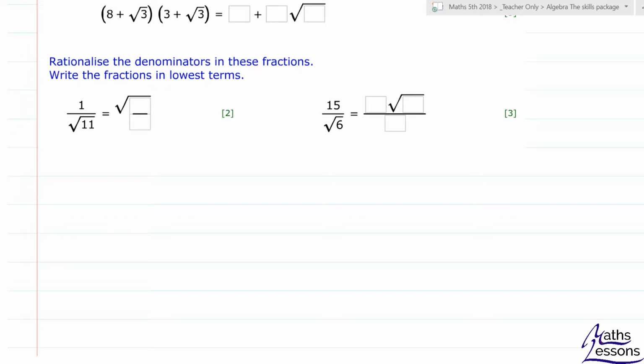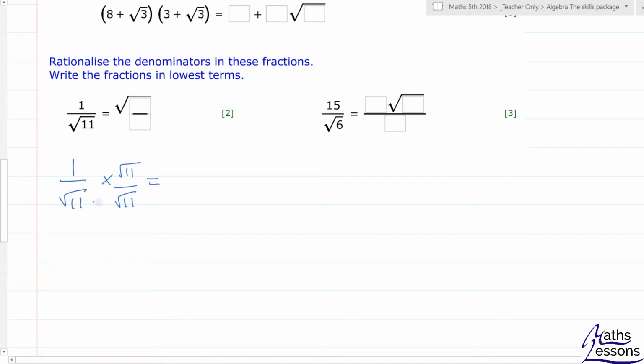Right, here we go. So let's have a look at this first one here, 1 over root 11. To rationalize the denominator means we want to make the bottom a rational number. Square root of 11, that's an irrational number. We do that by multiplying both top and bottom by square root of 11. So square root of 11 times square root of 11 equals 11. 1 times the square root of 11 is square root of 11. So the denominator, which is the bottom, is now rational. It's only the top that's irrational.